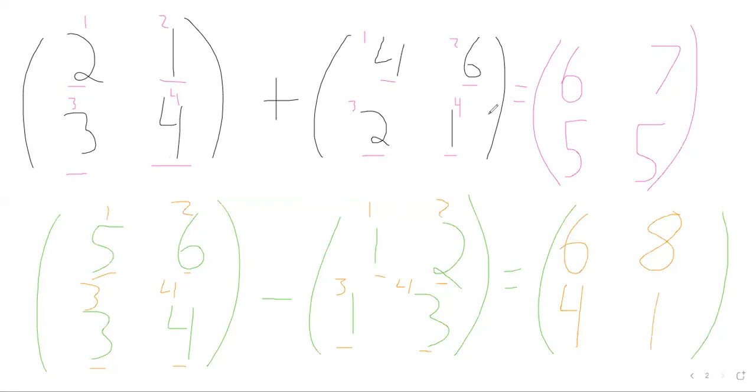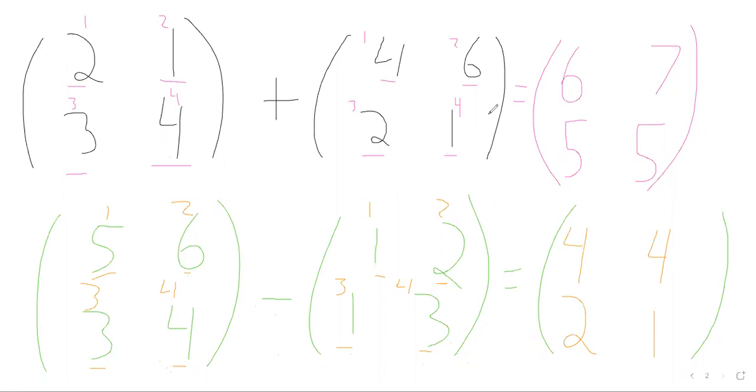Oh, we're supposed to be subtracting. Well, look at that, we got two questions in one. If we're actually subtracting, which is the correct thing to do, it's the opposite. So 5 minus 1 is 4. For the 2's, 6 minus 2 is 4. For the 3's, we have 3 minus 1, which is 2. And for the 4's, we have 4 minus 3, which is 1. So look at that, you get two for the price of one.